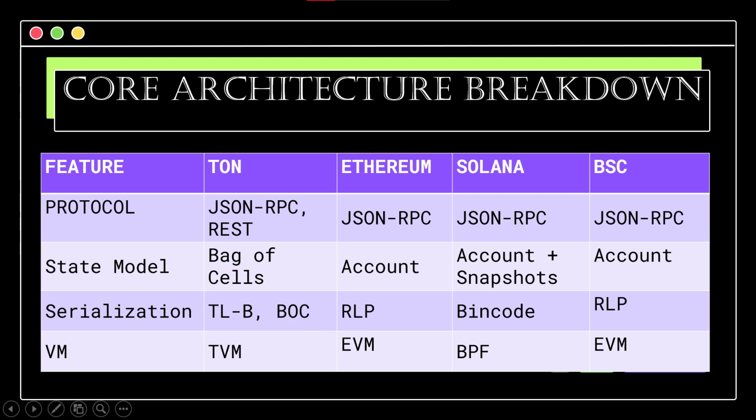Having said all this, we can see Ton's architecture is optimized for modularity, speed, and smart mobile integration. Solana prioritizes speed, which is why it's fast, and EVM is the standard. I believe you now understand the architecture these APIs use. So next, we're going to go into API design philosophy.